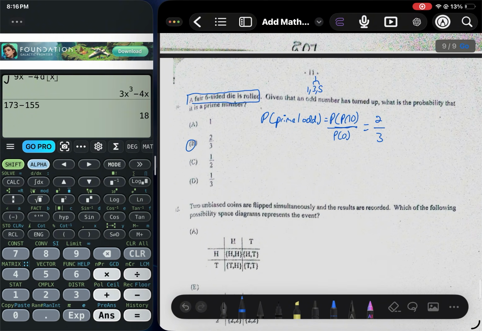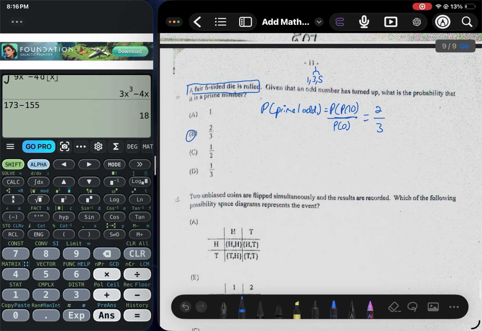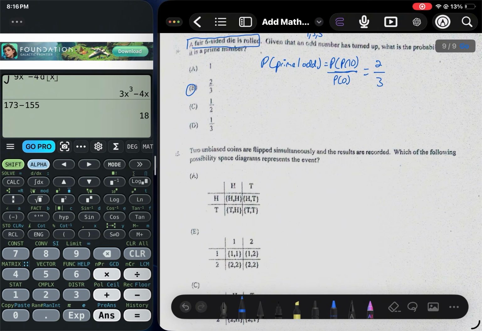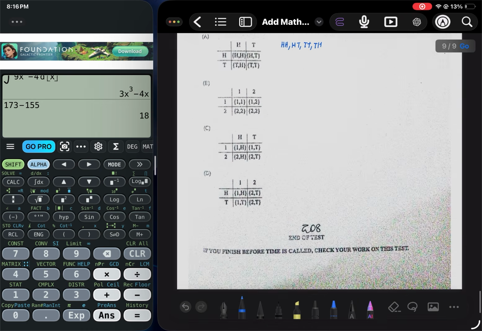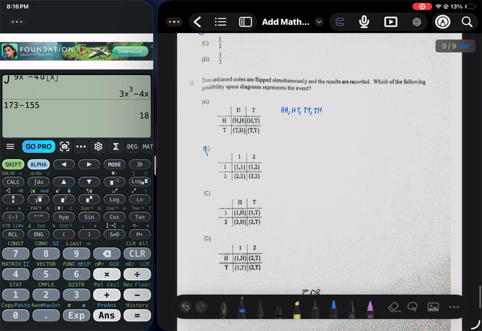Two unbiased coins are flipped simultaneously and the results are recorded. Which of the following possibility space diagrams represents the event? Okay, imagine you have 2 coins. If you flip both of them simultaneously, what can happen? Each coin can either land on heads or tails. So we have to show all possible combinations. And when we show all possible combinations, we have heads heads, heads tails, tails tails, and tails heads. We have no numbers at all, so these are wrong. So our answer would be A.